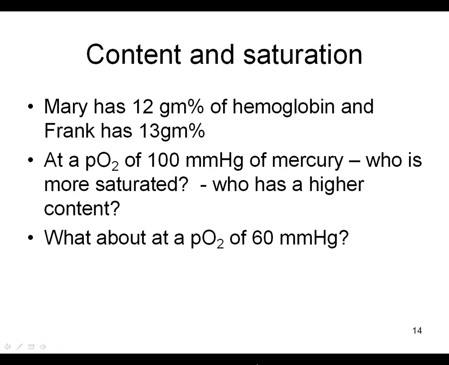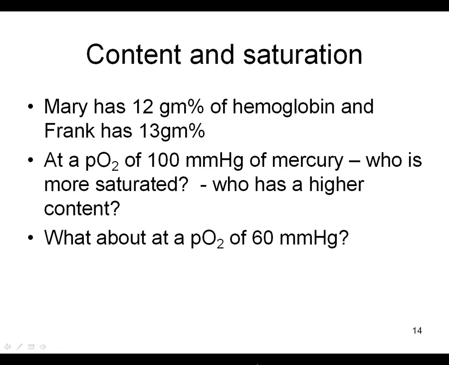So at a PO2 of 100 millimeters of mercury, I'm asking you, Mary or Frank, who's more saturated? At a PO2 of 100, who has a higher content, Mary or Frank? Well, if Frank has more hemoglobin, he has more binding sites. But saturation is a percentage. So at a PO2 of 100, Mary is nearly 100% saturated, and Frank is nearly 100% saturated. Their saturations are actually the same.